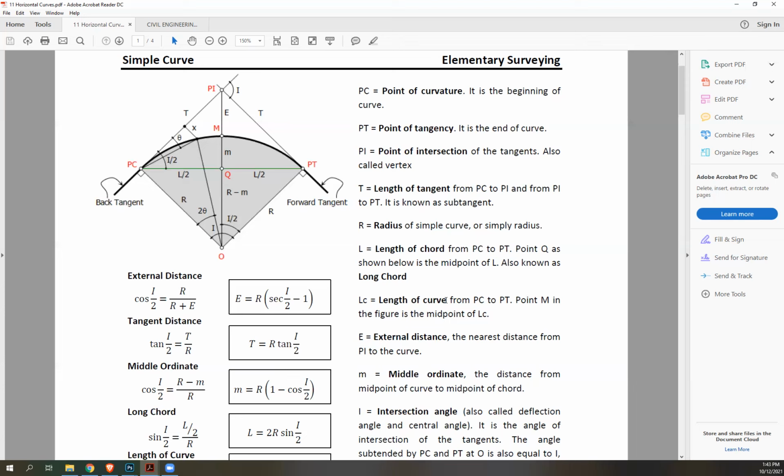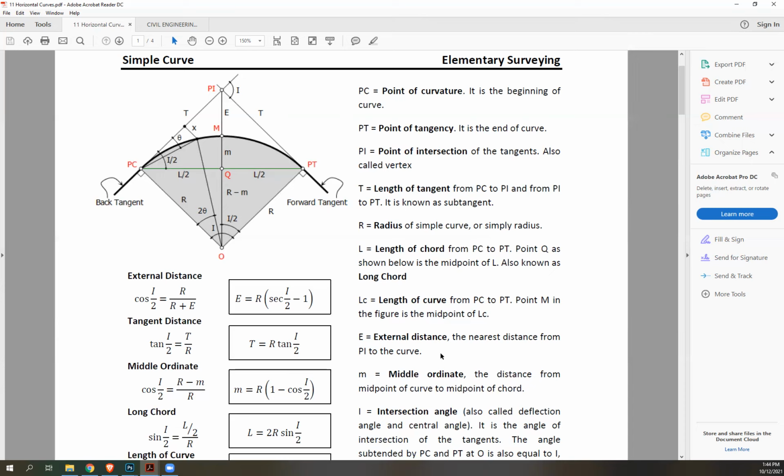Next, we have length of curve from PC to PT. This is the curved line, from the name itself. Point M in the figure is the midpoint of LC. Students often interchange length of chord and length of curve. Length of chord, capital L; length of curve, LC. So remember the difference between the two. Length of chord, a straight line. Length of curve, curved line. Midpoint of chord is Q. Midpoint of curve is M.